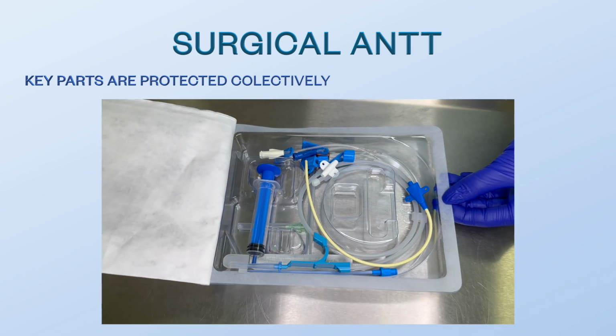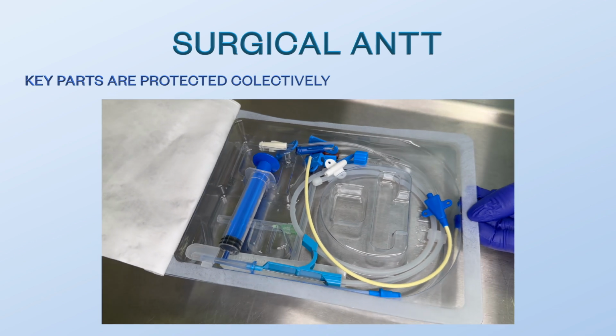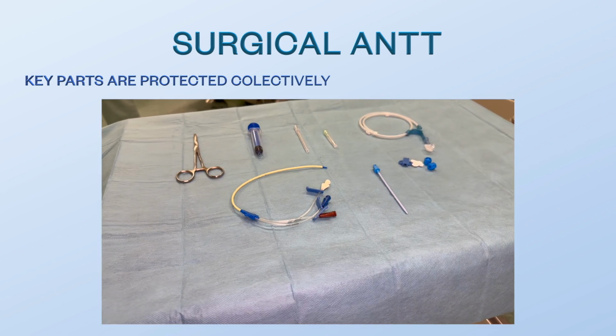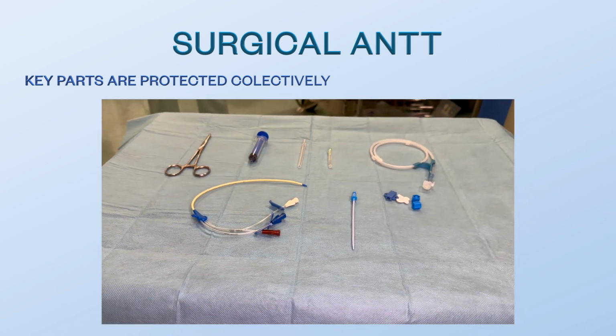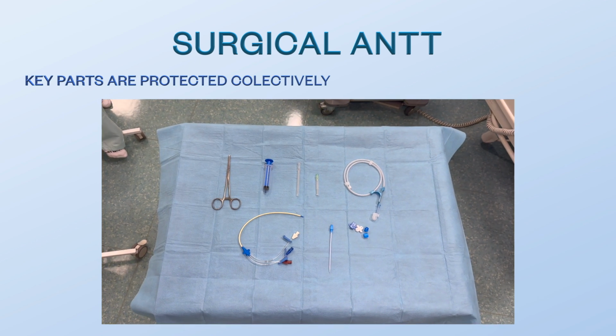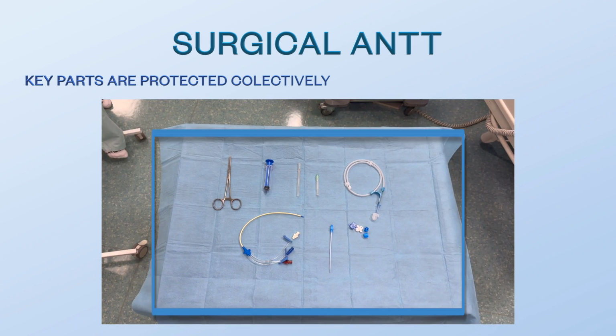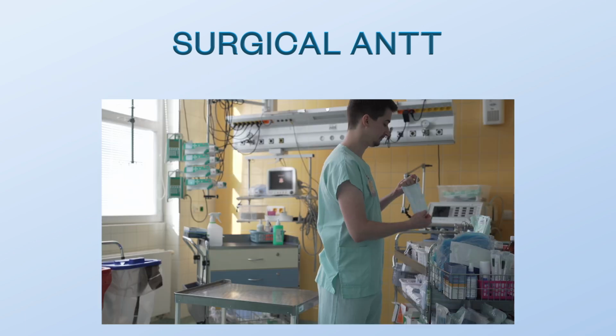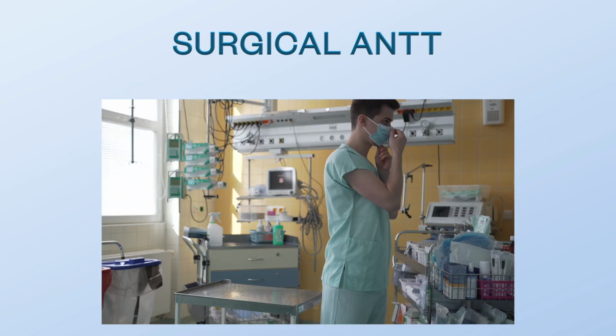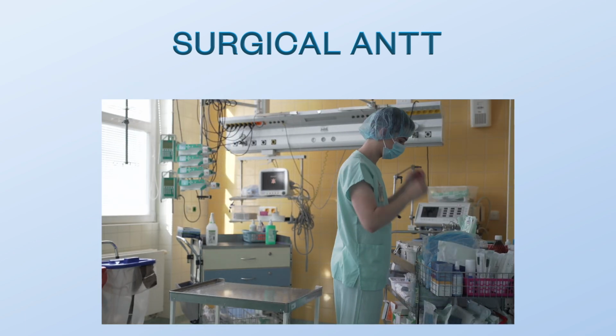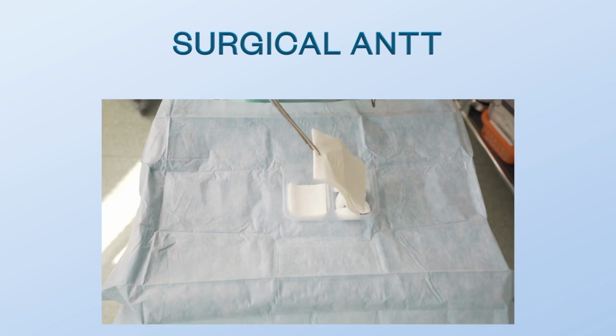Surgical ANTT is used for more complex procedures. Key parts are protected collectively. This technique includes full barrier precautions such as sterile gloves, gown, head covering, and mouth protection. This technique ensures a safe level of asepsis during surgical procedures.